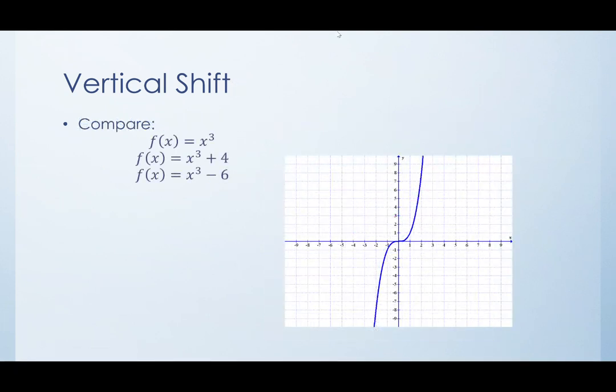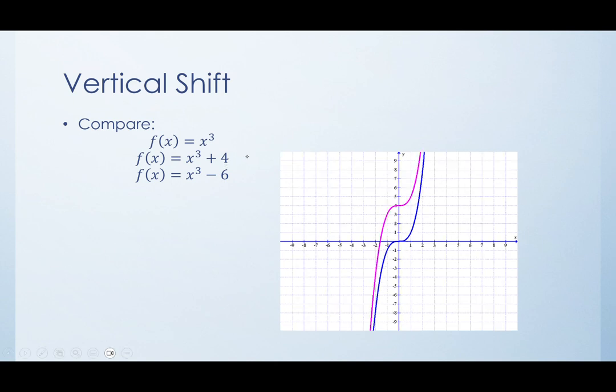Okay, so we can look at this one. We've got f of x equals x cubed, f of x equals x cubed plus 4, f of x equals x cubed minus 6. And so we're just going to do exactly what it says, right? We've got x cubed plus 4. This one, we're going to shift it up 4 units, right? That's what the plus k here says.